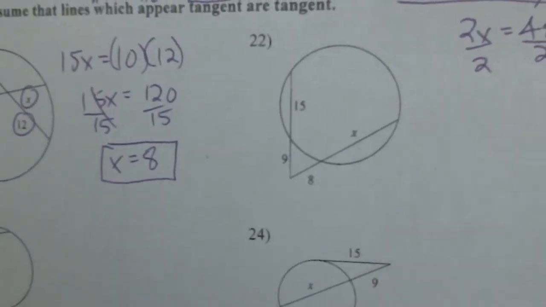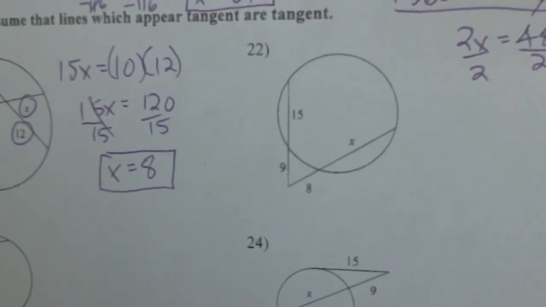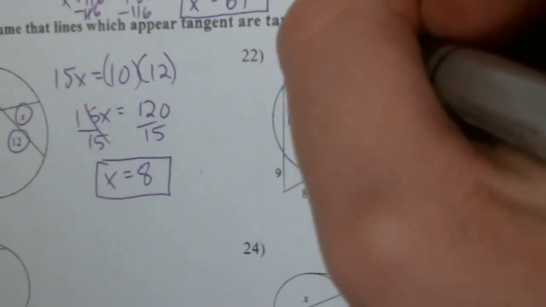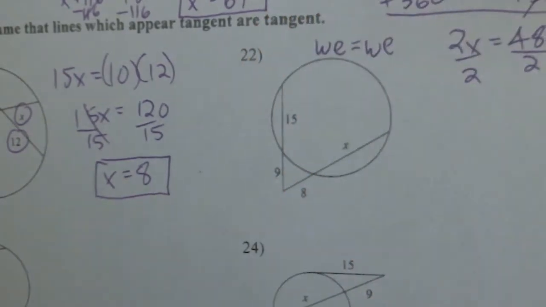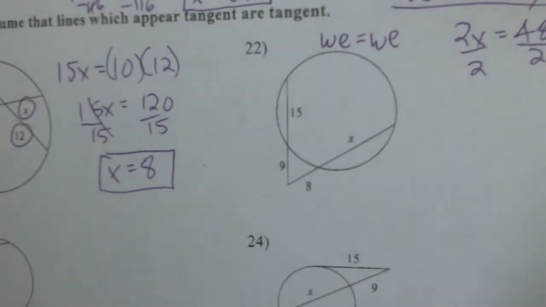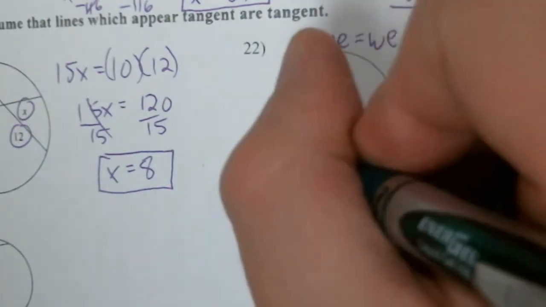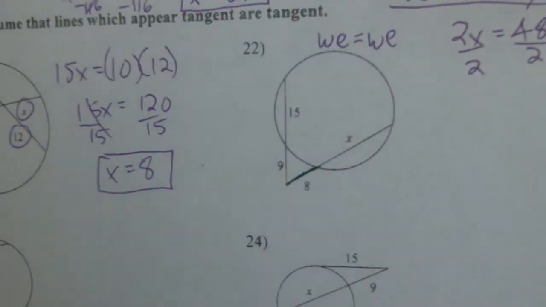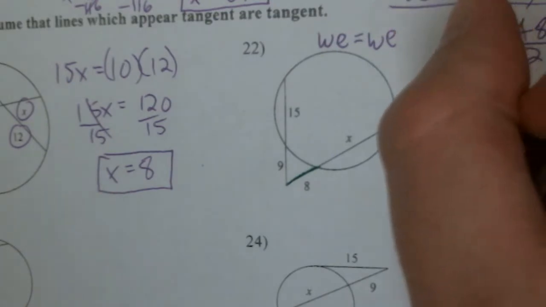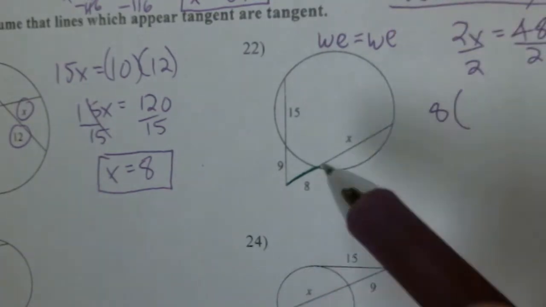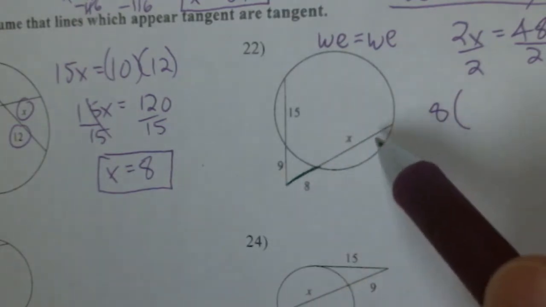22, PP, WW, or WET. Okay, this is WW, whole times exterior equals whole times exterior. So remember, the classic mistake here, guys, is a lot of students will look at the 8 here, the green exterior piece, and say the exterior piece times the whole piece is 8x. This length, guys, is not 8x.